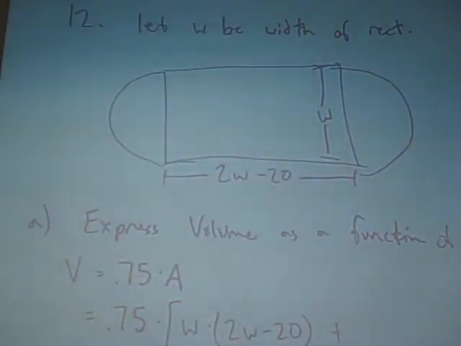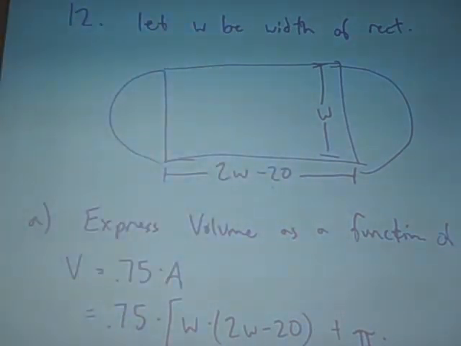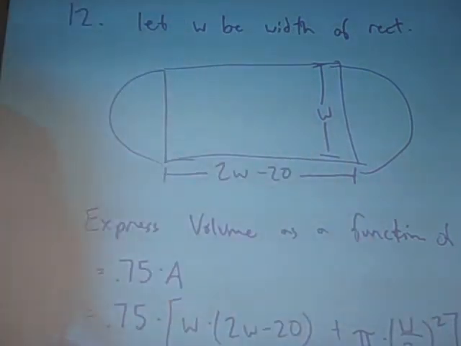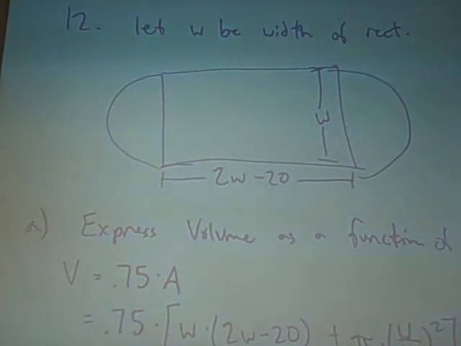And so remember, the volume, since the ice is 0.75 inches thick, is just 0.75 times the area. And the area of a rectangle is length times width, so width times (2W minus 20), plus the area of the semicircles. And remember, if we put both those semicircles together, it would be a circle, so that would just be pi times the radius squared. So pi times, and the radius is W over 2. There you go. I guess that would be an expression.